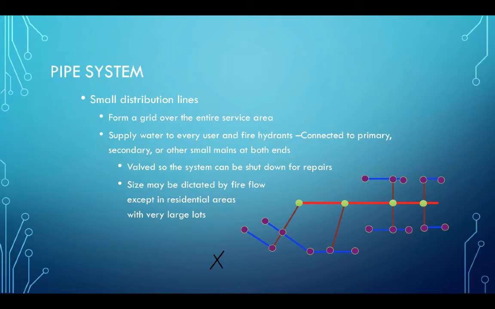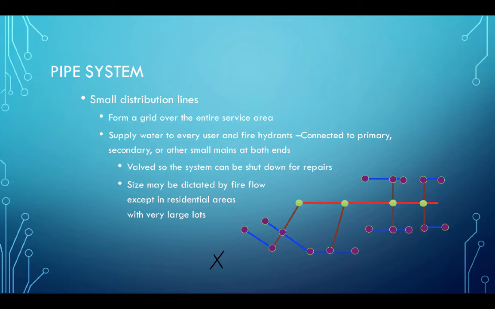Then there's the smaller distribution lines, and they form the grid over the entire service area. They supply water to every user and fire hydrant. They're connected to primary, secondary, or other small mains at both ends. They're valved so that portions of the system can be shut down for repairs. The size may be dictated by fire flow, except in residential areas with very large lots.